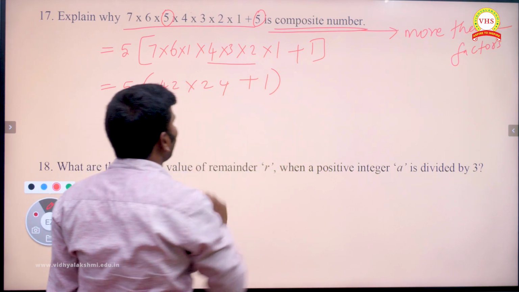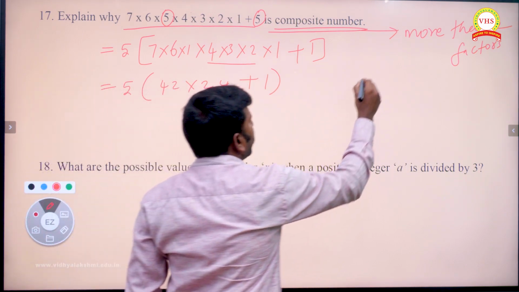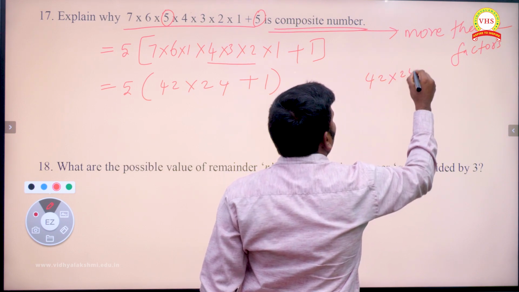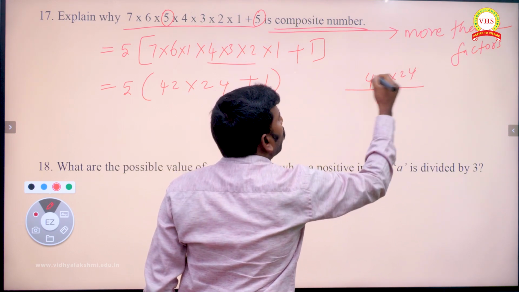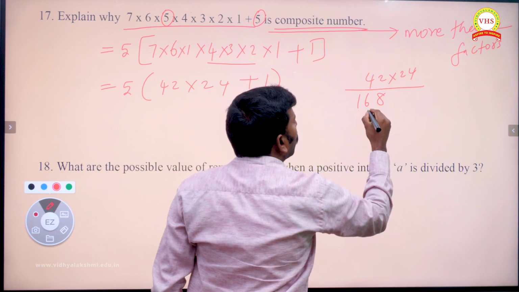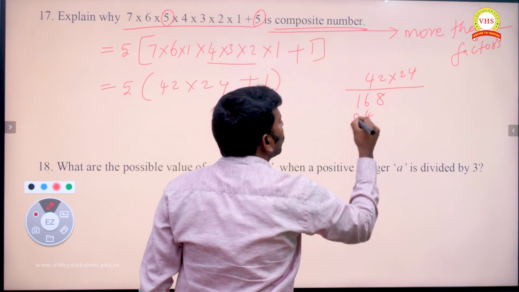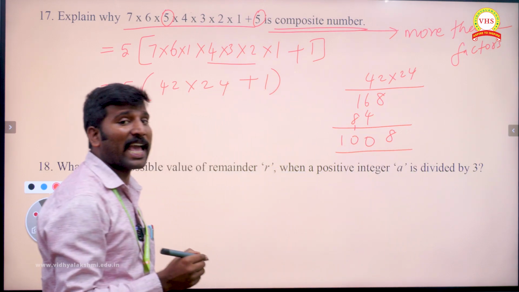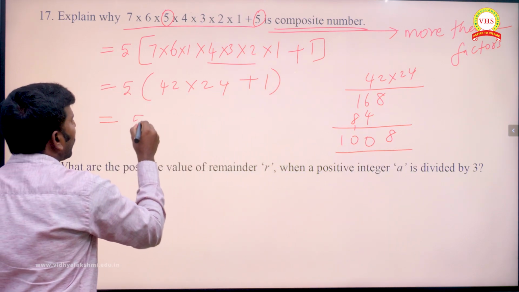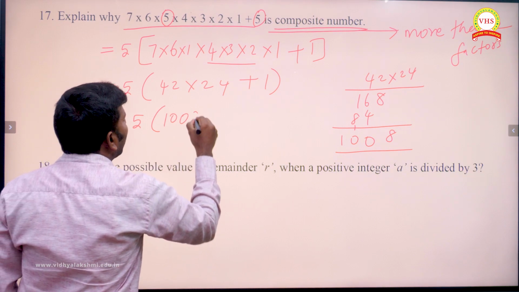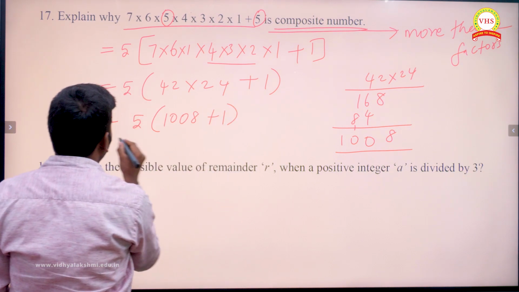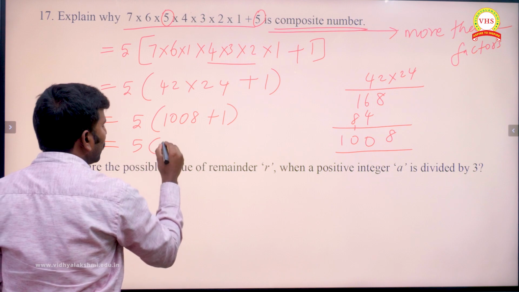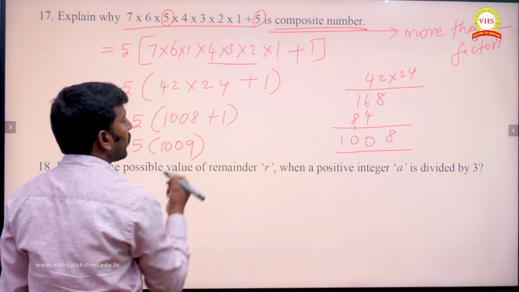When you multiply this one, same only. And these together you multiply. 42 into 24. You multiply 4 2s are 8, 4 4s are 16. Again, 4 2s are 8, 4 2s are 8. You add this 8, 10, balance 1, 10. What I am getting? 1008. You just enter it. Here 5 is there. This is 1008, plus 1 is there. When you add plus 1, what I am getting? 5 into 1009 it's there.